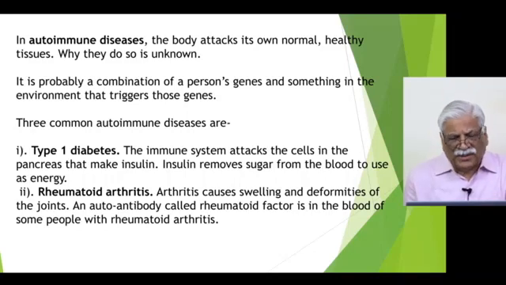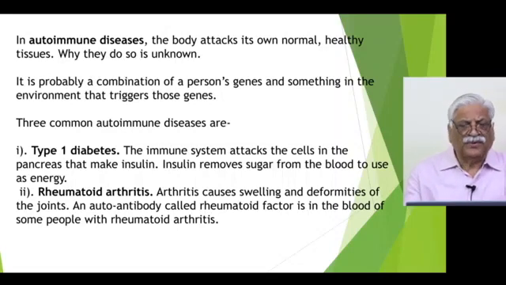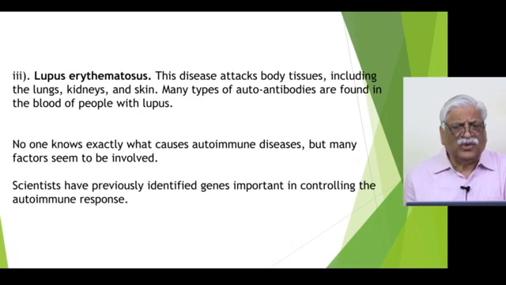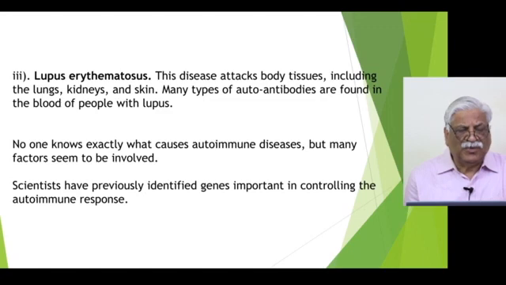Rheumatoid arthritis is the second autoimmune disease. Arthritis causes swelling and deformities of the joints. An autoantibody called rheumatoid factor is present in the blood of some people, which causes rheumatoid arthritis. There is another disease known as lupus erythematosus. This disease attacks body tissues, including the lungs, kidneys, and skin, and many types of autoantibodies are found in the blood of these people. No one knows exactly what causes autoimmune disease, but many factors seem to be involved. Scientists have previously identified genes important in controlling the autoimmune response.